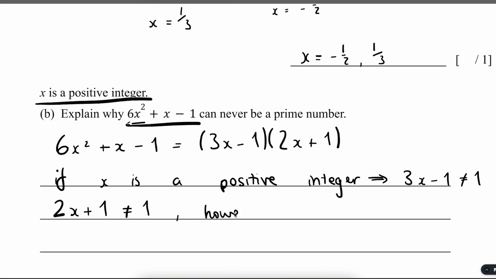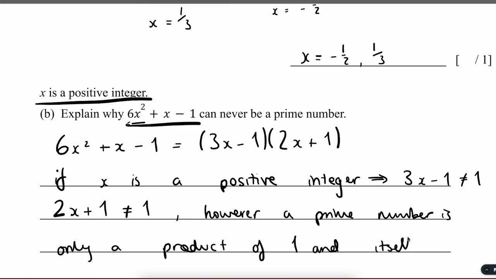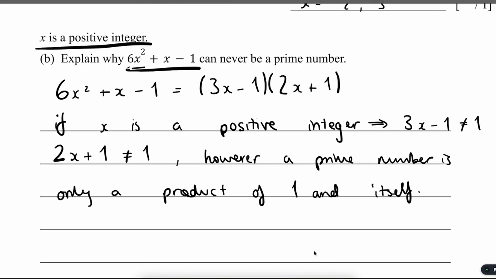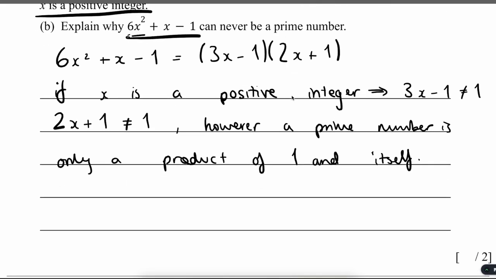However, a prime number is only a product of 1 and itself. So there must be a 1 in each of these terms. However, neither factor equals 1. Therefore, it cannot be prime.